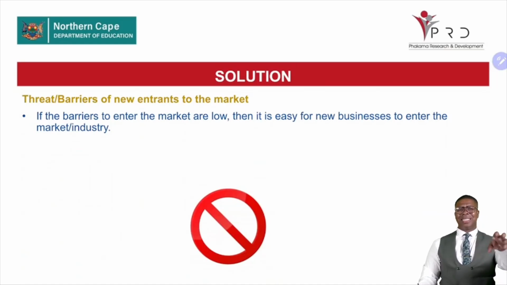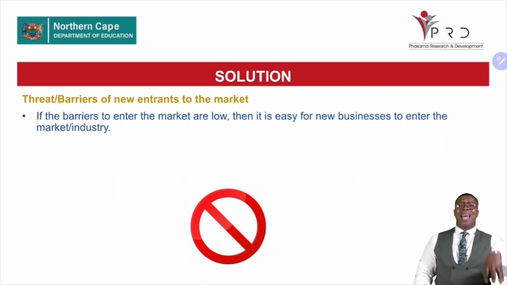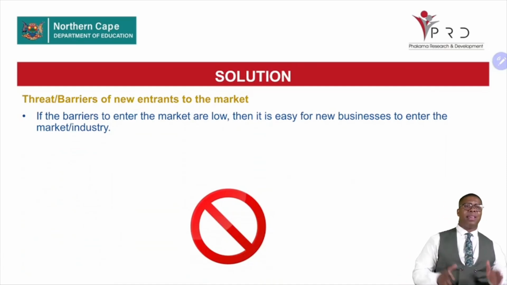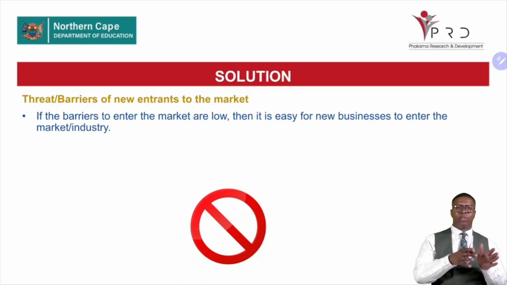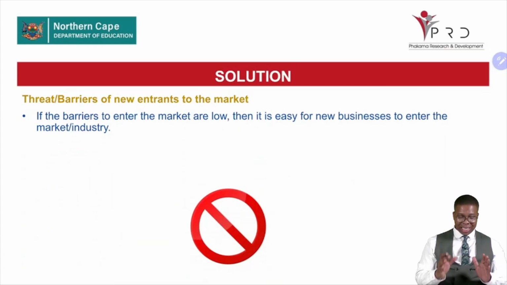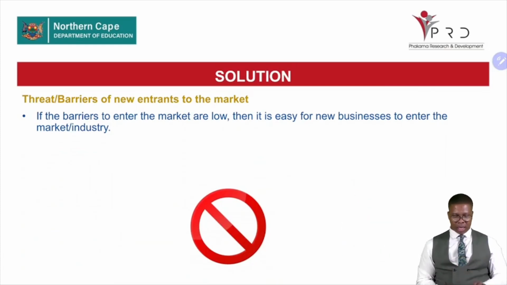What is this? This is about a new business entering into the market. Where is a market? A market is where buyers and sellers meet. So we are saying if there are 10 sellers, is it easy for another seller to come in and make the number of sellers 11? So these are the barriers that can stop a new seller from coming into the market.